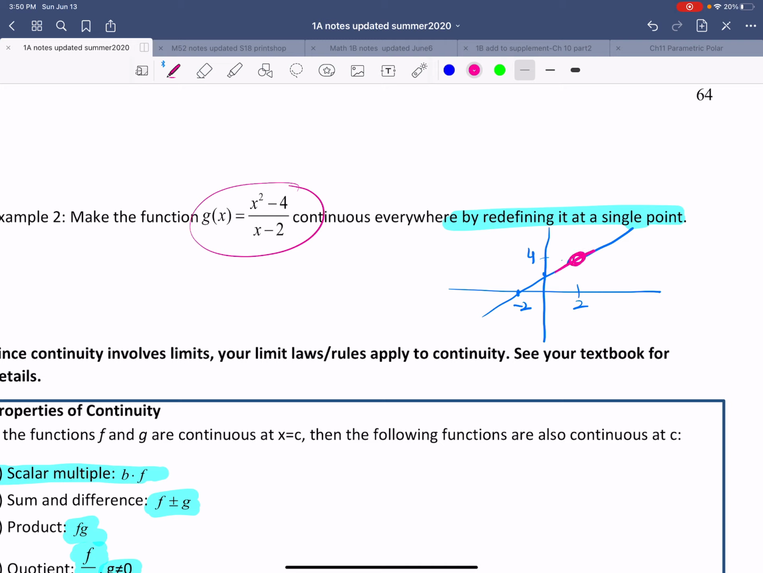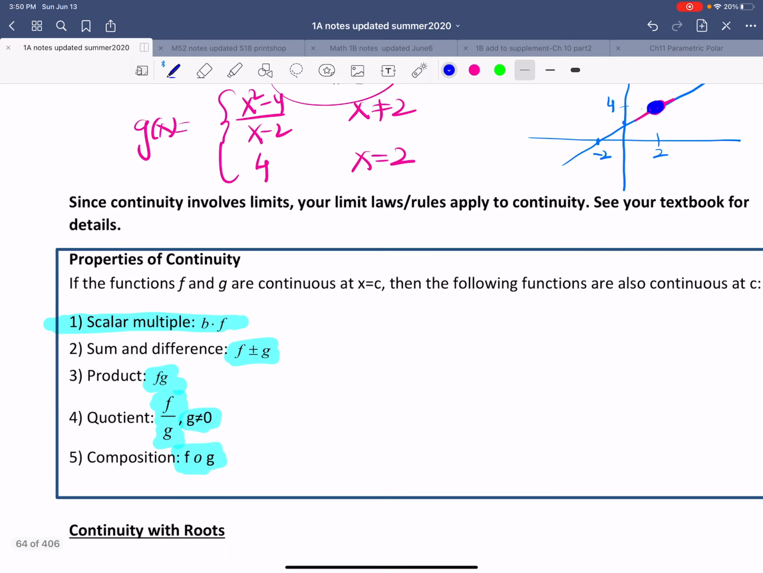So what we can do is redefine this function and say g of x is equal to x squared minus 4 over x minus 2 everywhere other than x equals 2. And this is equal to 2 when x is 2. So when x is 2, this shouldn't be equal to 2, it should be equal to 4. The y value should be equal to 4 when x is 2. And now that hole got covered, we redefined the function and it's a continuous function now.